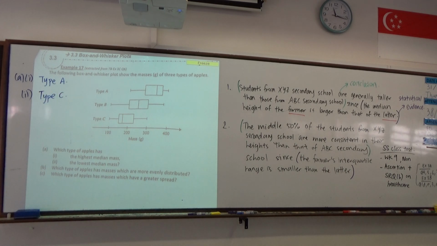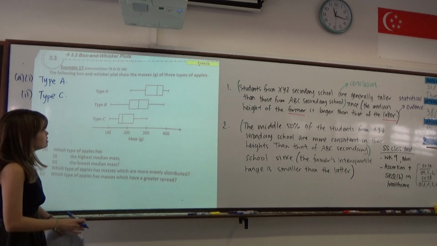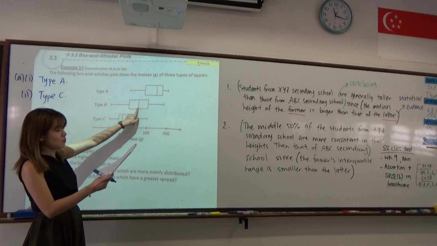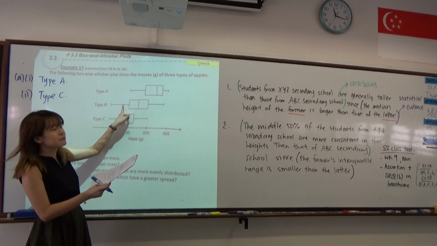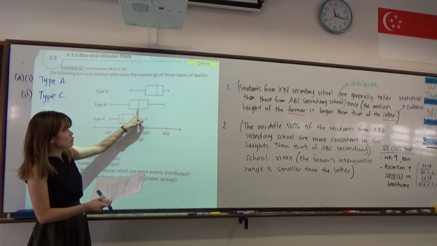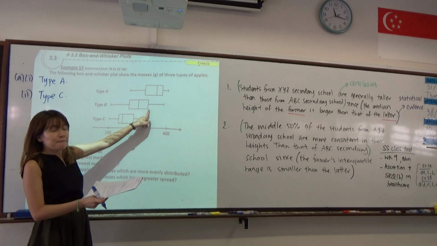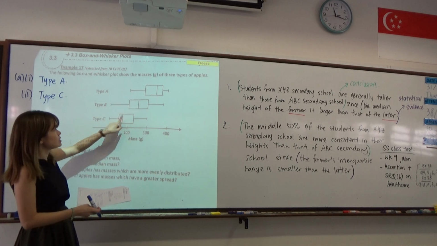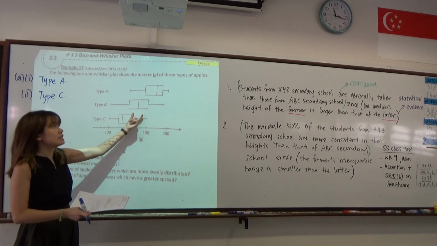Then for part B, which type of apples has masses which are more evenly distributed? Type B. How will you describe this? Type B. Why is it type B? Because the median is in the middle. So you find that the median over here is more or less in the middle. The spacing between the first quartile and the median is equal with the spacing between the median and the upper quartile. As compared to the other two types, you find that the spacing is uneven.